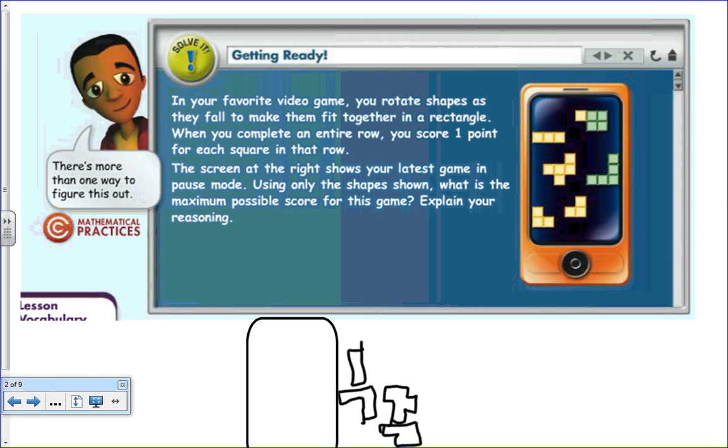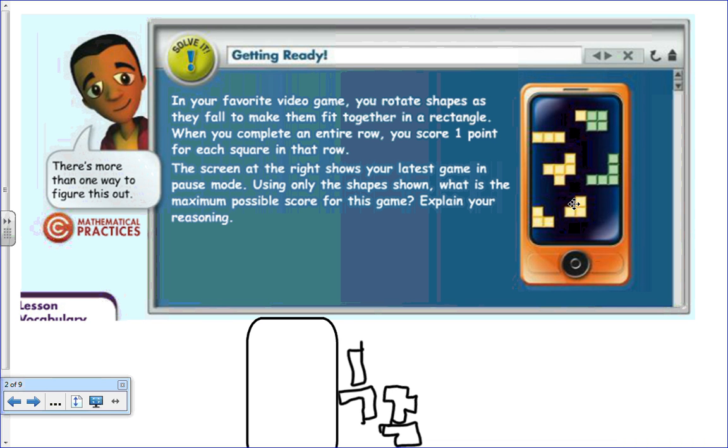All right, here's what I want you to do. It says in your favorite video game, maybe this is your favorite, maybe it's not. Tetris is always a classic. You rotate shapes as they fall to make them fit together in a rectangle. When you complete a row, you get a point. So when you complete a row, it goes away and you get a point for each square in that row.